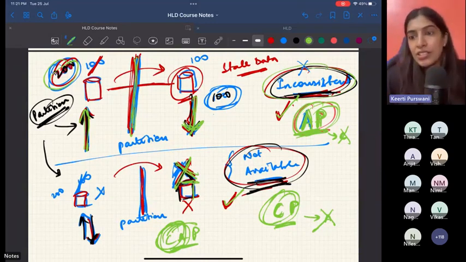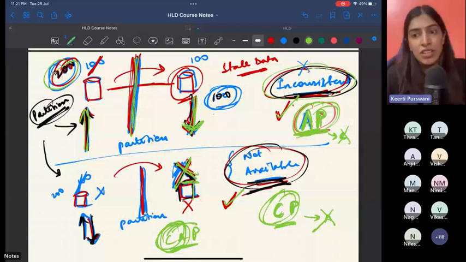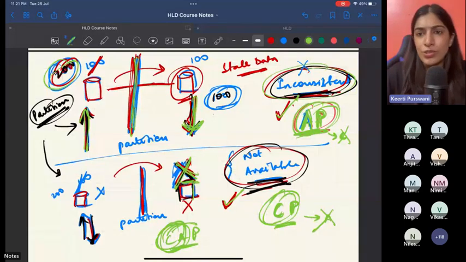Async replication, you are saying, will not be consistent and it will be AP. Sync replication will be CP. In very easy terms, yes, you could say that.